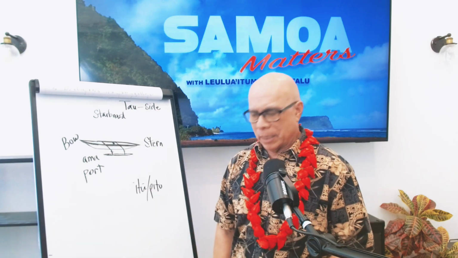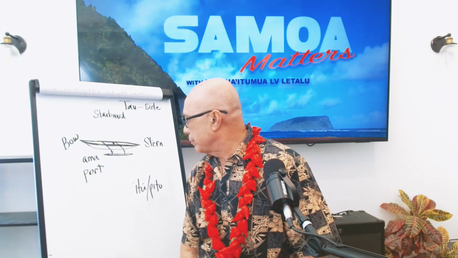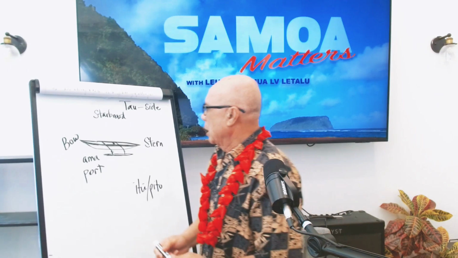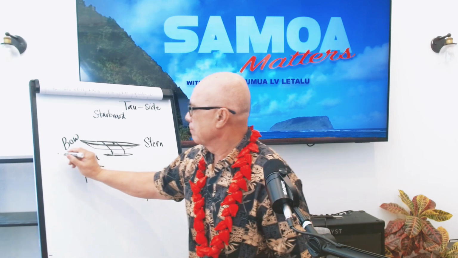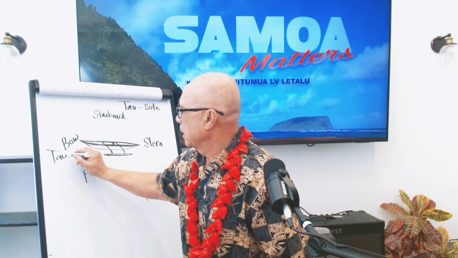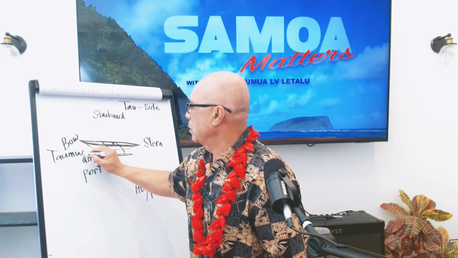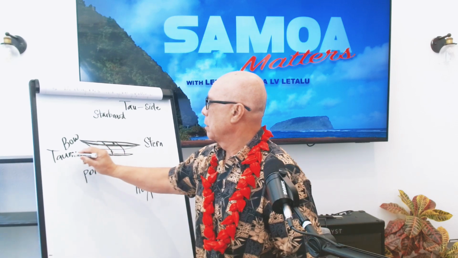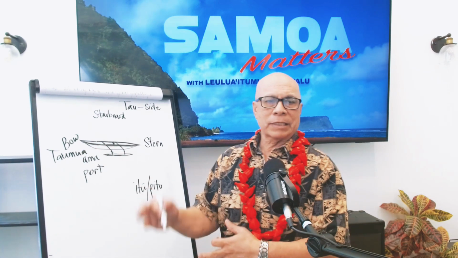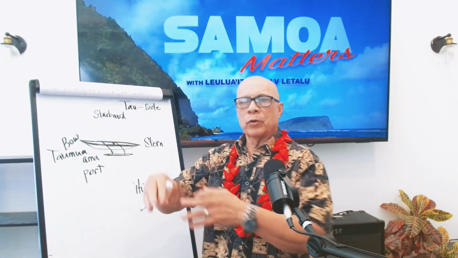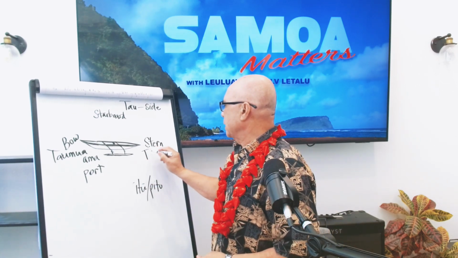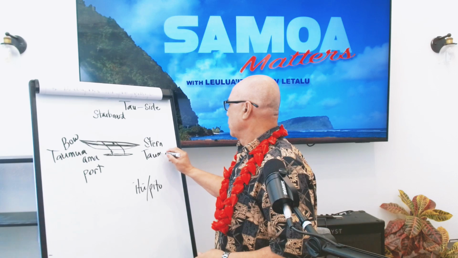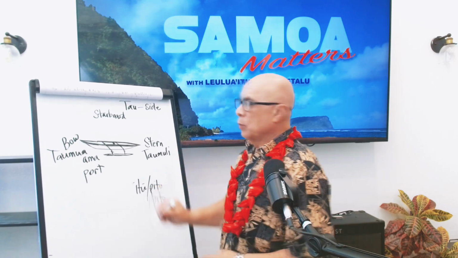Now let's go to our Samoan meanings here. The bow, the front, is taumua. Tau is side. Mua means first, forward, front. And this is the back side, taumuli.